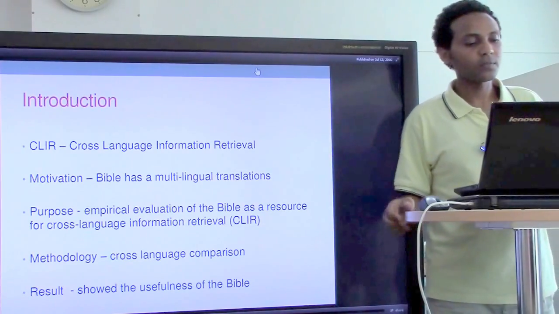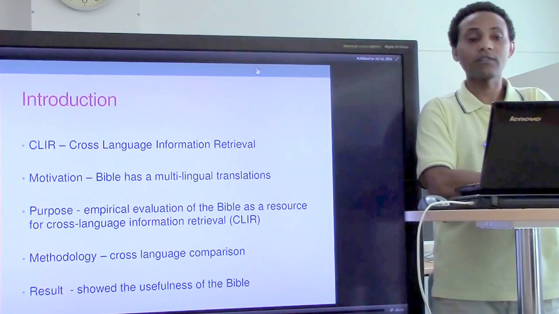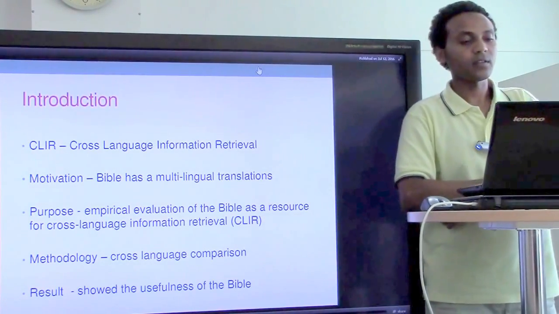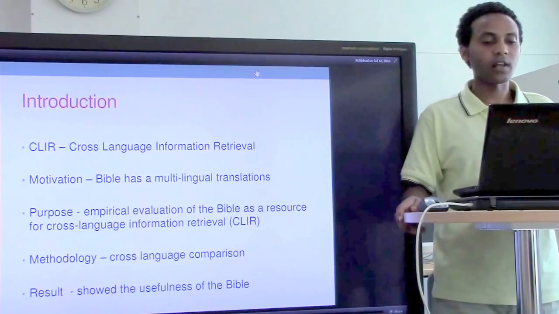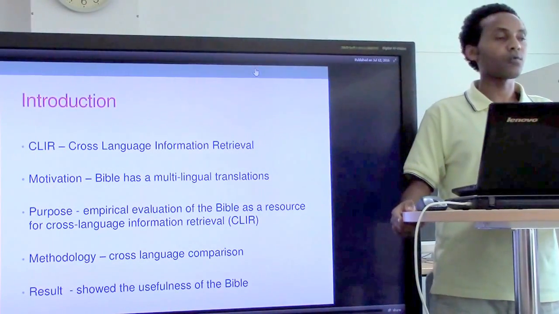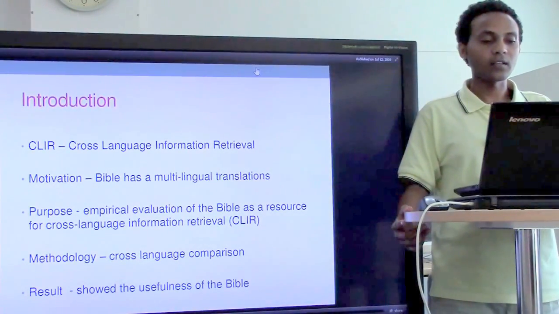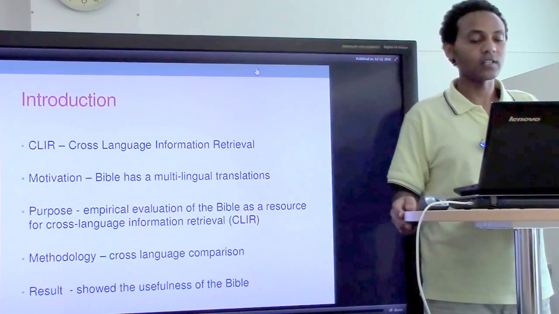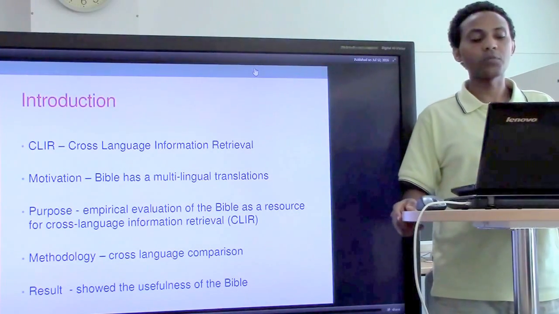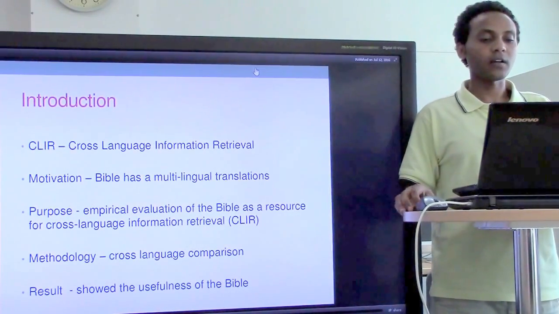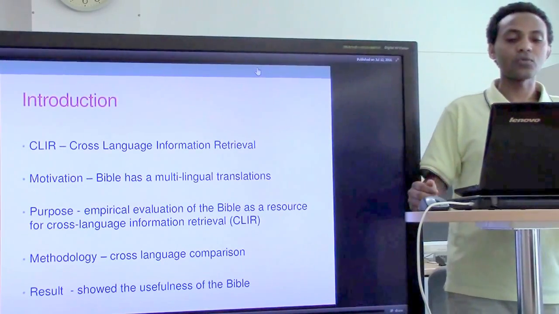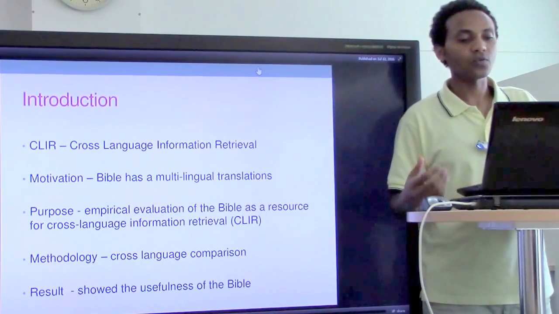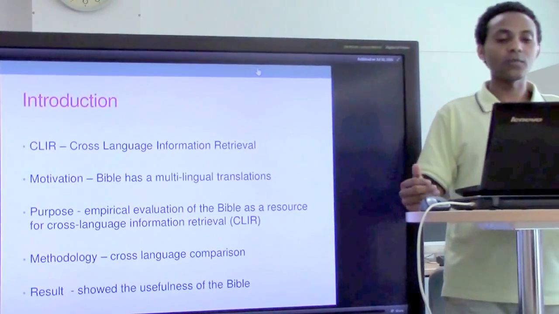So, the introduction. Cross-language information retrieval is an information retrieval system which deals with retrieval of information from different language sources. For example, the query could be in English, and the documents which are retrieved could be in another language, such as Japanese. So the user would input English queries, and these would be translated into Japanese, and using this Japanese translation, documents which are relevant to the English source query would be retrieved.